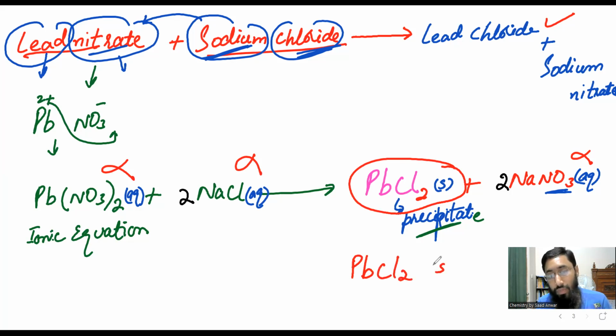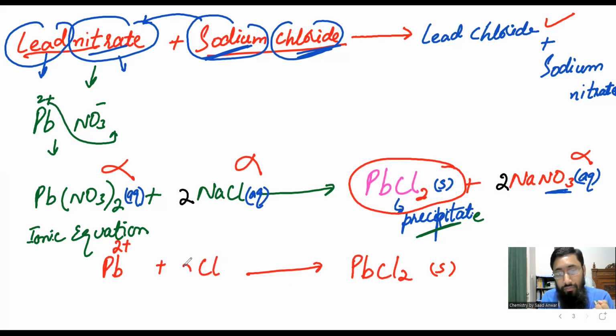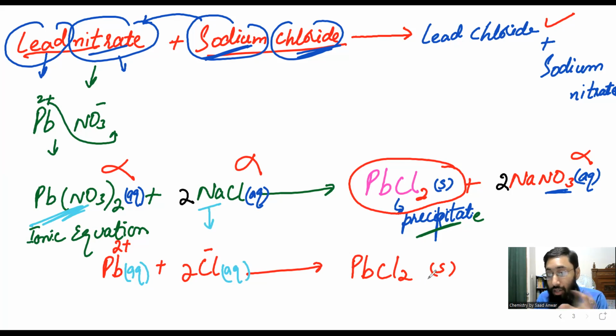PbCl2. From here, I can get an idea that one ion is the lead ion and the other ion should be the chloride ion. So these are the ionic equations. Now don't forget to mention lead is in the aqueous state, chloride ion is in the aqueous state, because this is from here, this is from here, and we get lead chloride not in the aqueous state, because lead chloride is not soluble in water. This is in the solid state. So this is one way to express this.